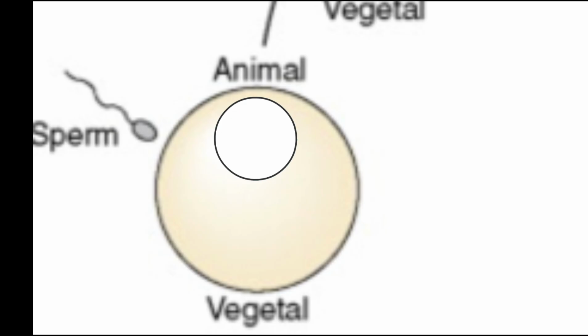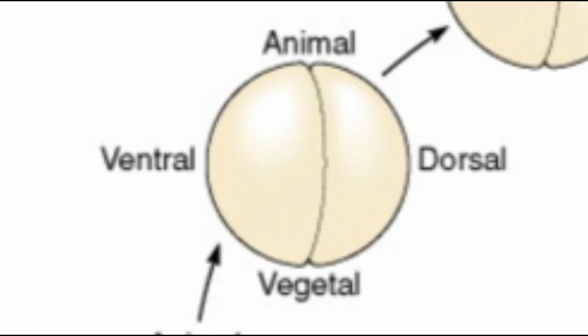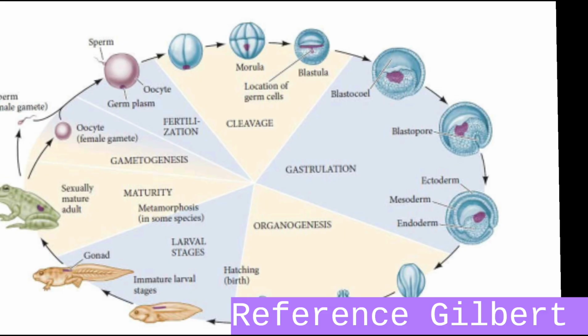The dorsal-ventral axis forms after the sperm enters. A point shifts the cytoplasm, and it forms the future dorsal side, that is, the gray crescent. Then early cell division takes place.